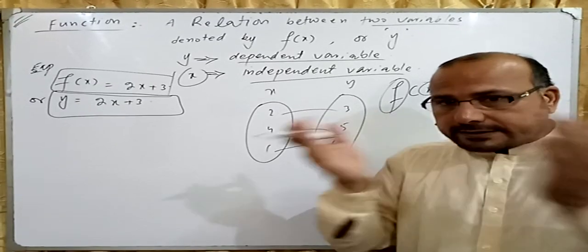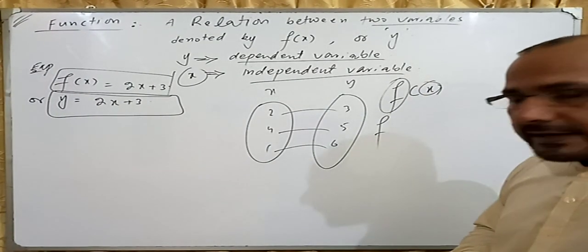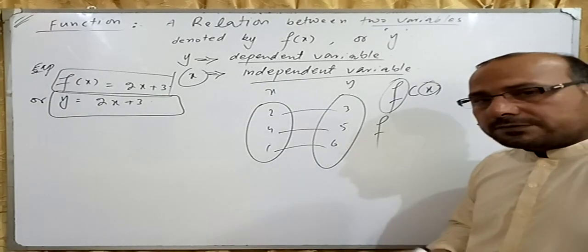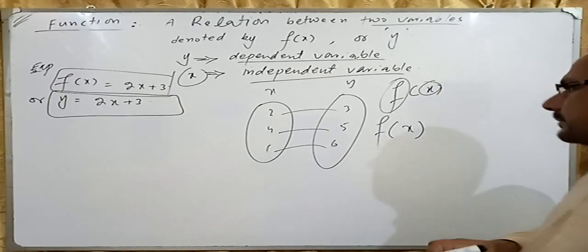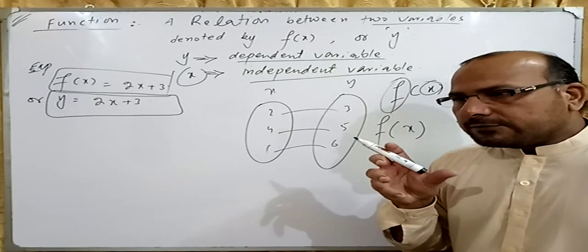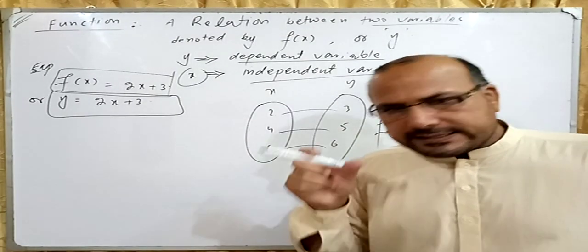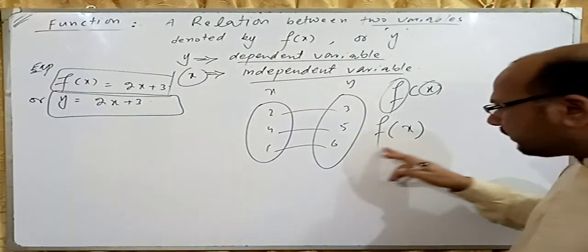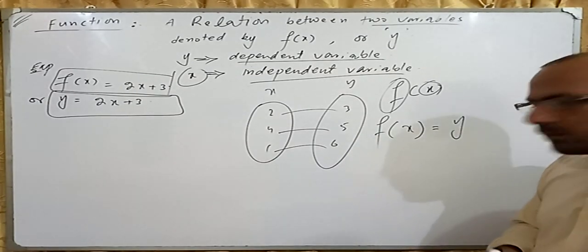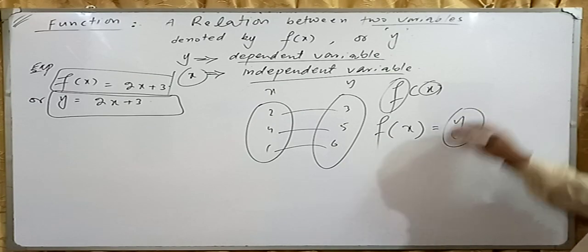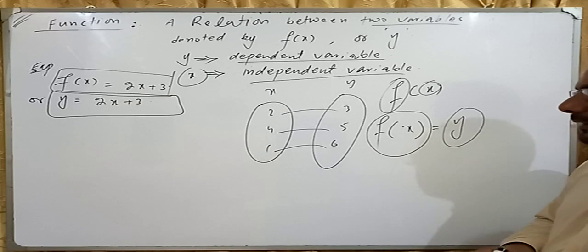Function basically is a relation. So relation with respect to x. F is representing the relation, and f is used for the representation of the function. And with respect to x means that the variable which is in the function as an independent variable, that is x. That's why we say f of x. Or you can represent it by y also.